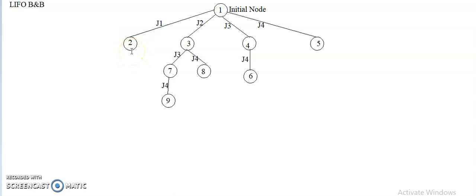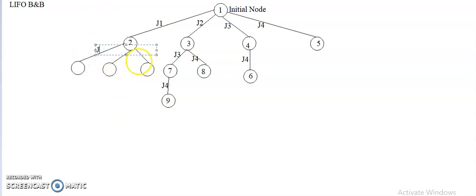Now I am supposed to explore this particular node number 2 by adding 3 nodes, because only job 1 is considered. Job 2 I can explore. I can go for job 3 by exploring node number 2. By exploring node number 2, I can schedule job number 4 also. So let me draw the line. Okay, so let me write it.